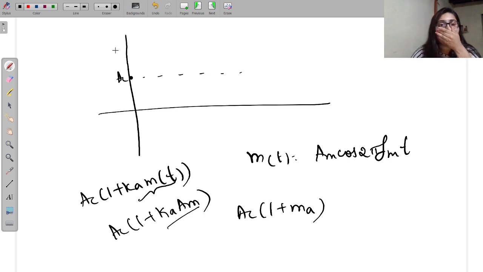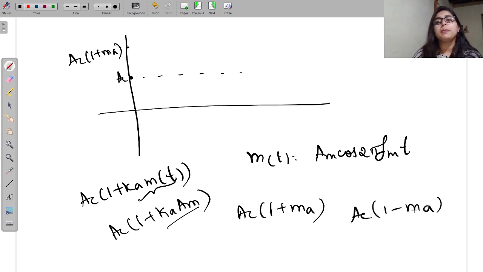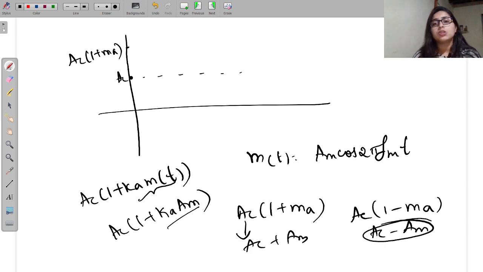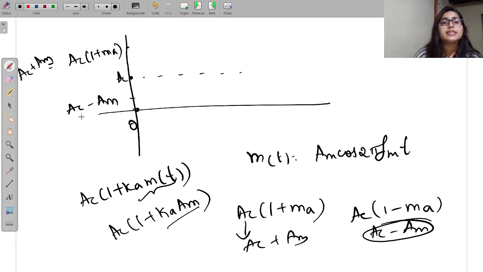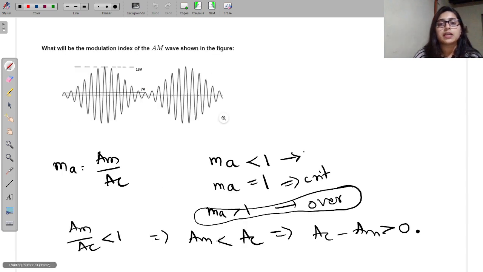So, here I can write AC 1 plus MA and AC 1 minus MA. MA is AM by AC. So, this should be AC minus AM, right? This is AC plus AM. So, here I can also write it as AC plus AM. This another one will be AC minus AM. This is my 0. So, AC minus AM, see previous condition.